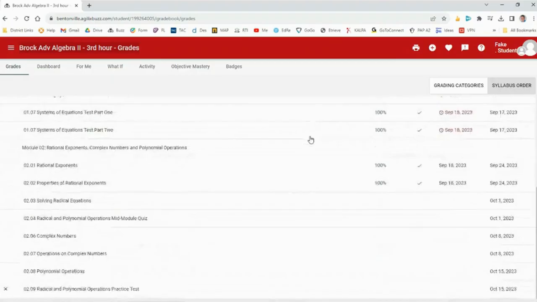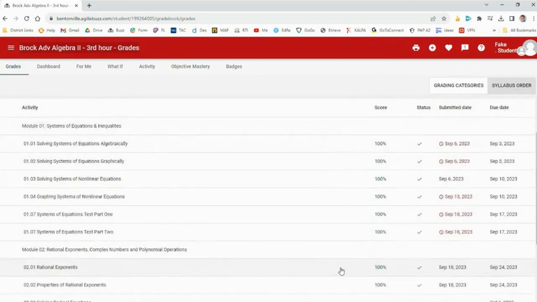Okay, so looking at this week, we only have one lesson and a quiz. So this will be a little bit easier week. And we've got a couple things coming the next week. So this week we have 2.03, solving radical equations. And then we have a quiz over radical and polynomial operations. So last week we did a lot with rationals and radicals. This week we're going to talk about solving radicals. And so that's what you have this week.